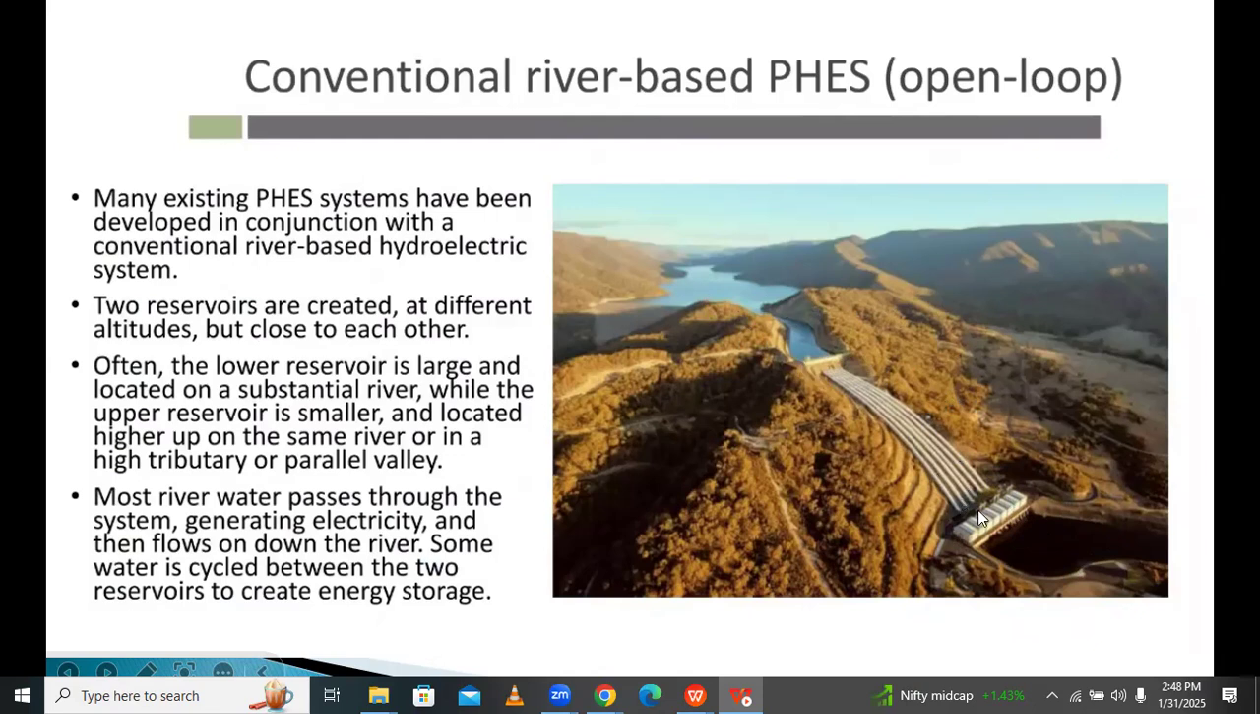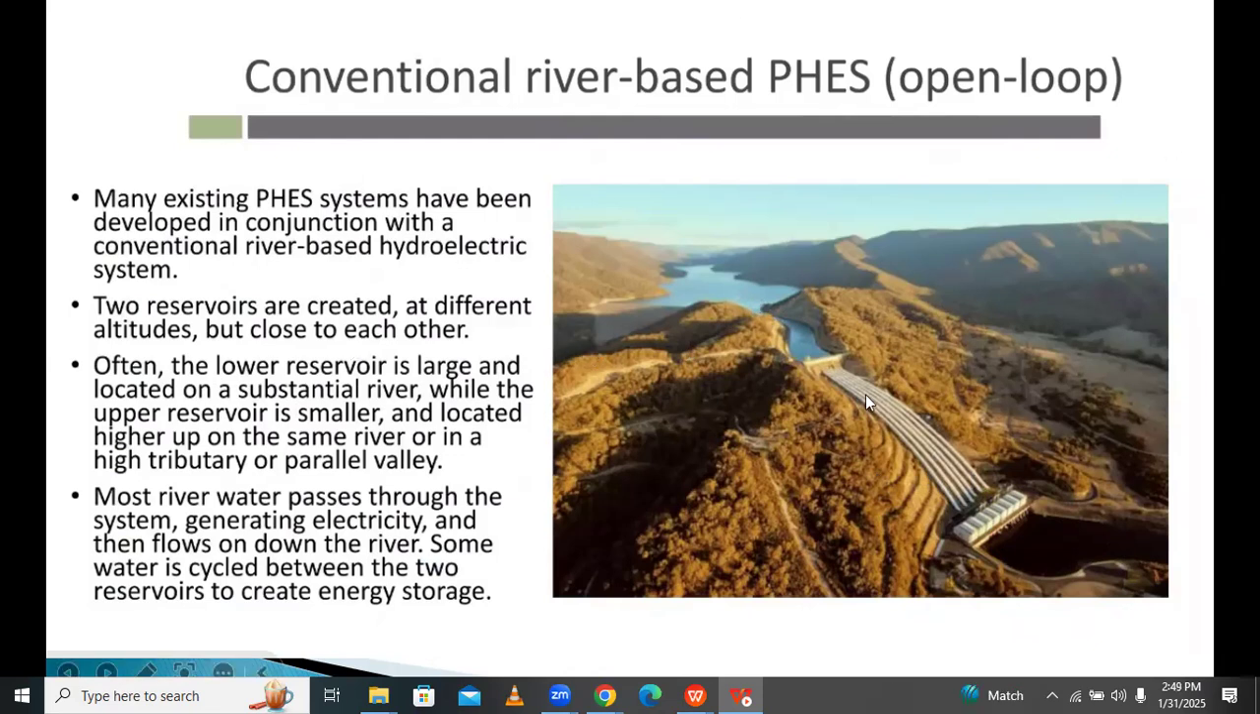The two reservoirs are connected through pipes, the penstocks. Water flows from the upper reservoir to the lower reservoir and turns the turbine, and as the turbine rotates, you can generate electricity. Often the lower reservoir is large and located on a substantial river, while the upper reservoir is smaller and located higher up on the same river, or in a high tributary or parallel valley.